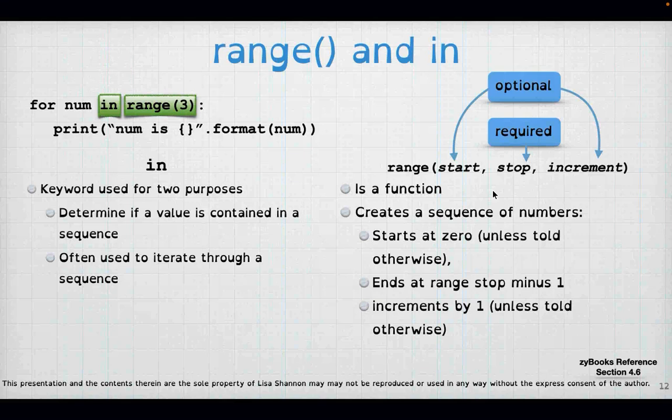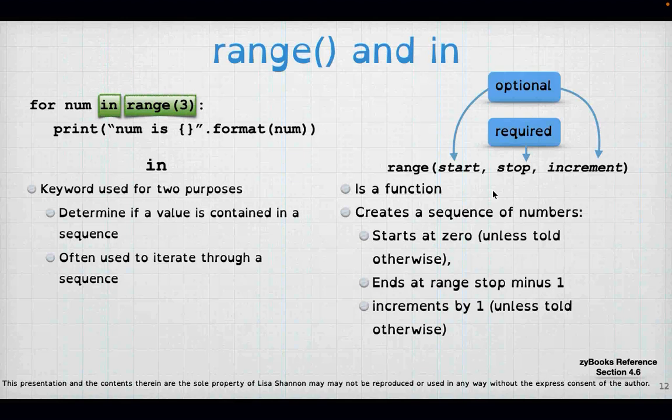Then, to make it a little more confusing, you have two other optional parameters. You have where it's going to start and how you're going to increment it. Because it doesn't have to be 1, 2, 3, 4, 5. It can be 1, 3, 5, 7, 9. It can be 0, minus 2, minus 4, minus 6. So where you start is not required. If you do not give it where to start, it will assume it's going to start at zero.